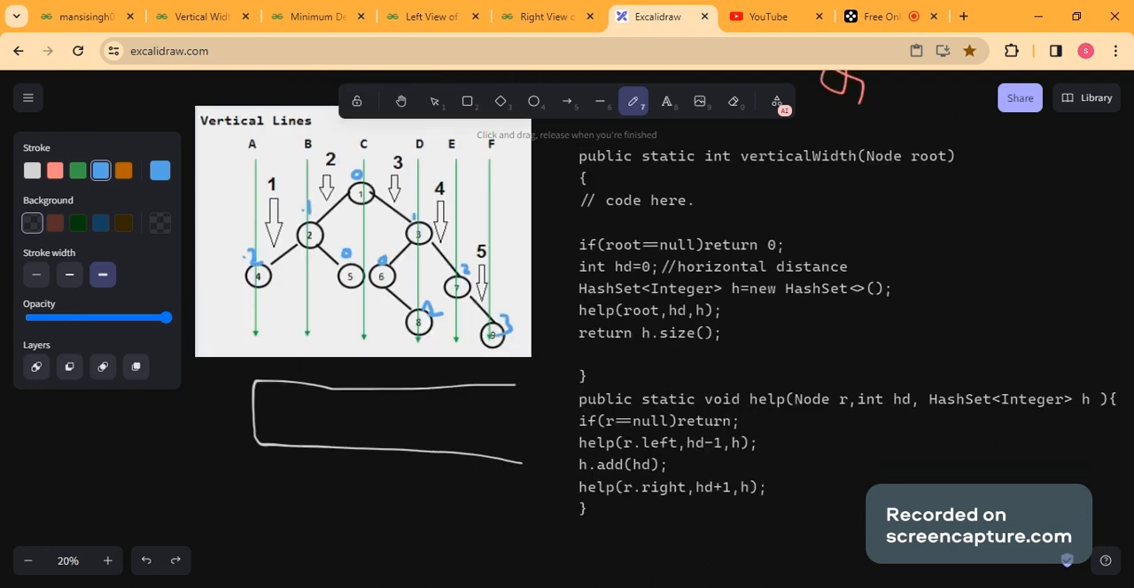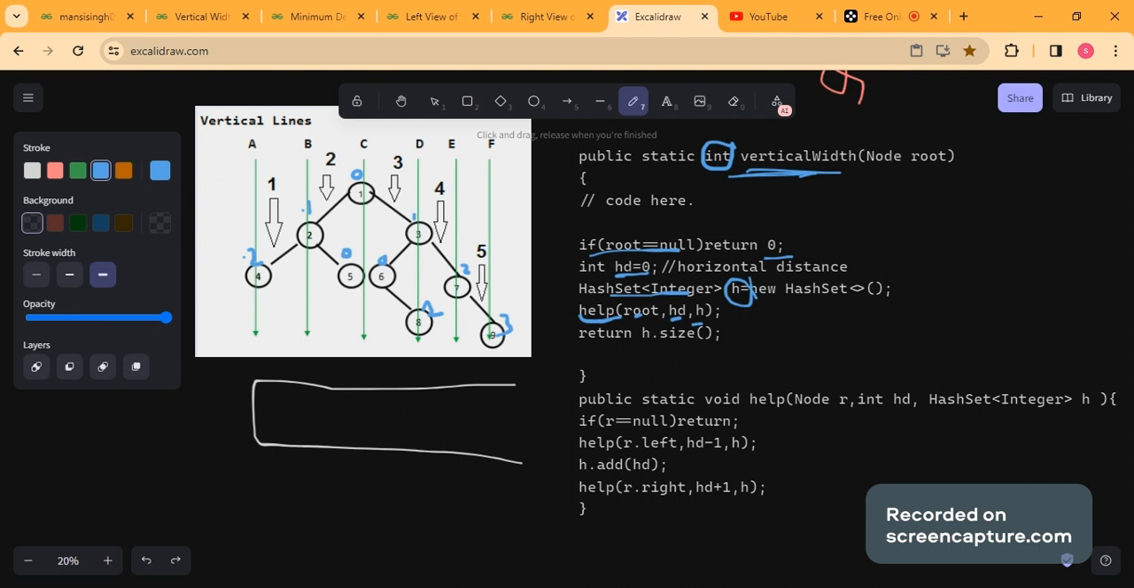This was the main function. Here first of all we have checked the condition that if the root itself was null, we return 0 as the return type given to us is int. Then I have initialized this variable hd, which measures the horizontal distance, and I have created this hash set h to store the indexes. I have created my function help, which has three parameters, basically root, the index, and the hash set. At the end I return the size of the hash set.